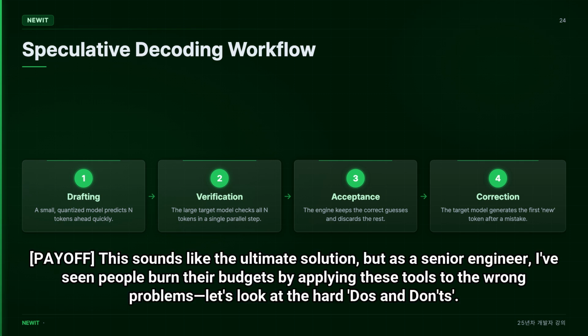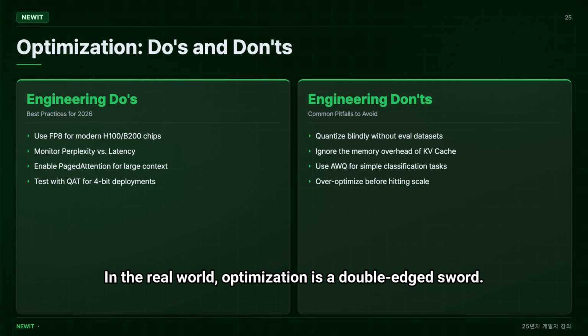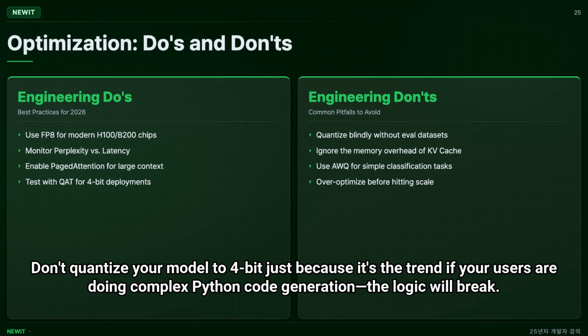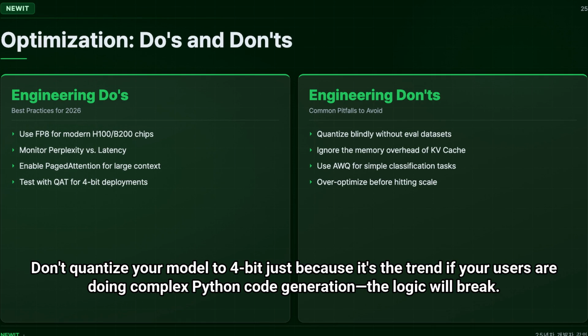Payoff: this sounds like the ultimate solution, but as a senior engineer, I've seen people burn their budgets by applying these tools to the wrong problems. Let's look at the hard do's and don'ts. In the real world, optimization is a double-edged sword. Don't quantize your model to 4-bit just because it's the trend. If your users are doing complex Python code generation, the logic will break.